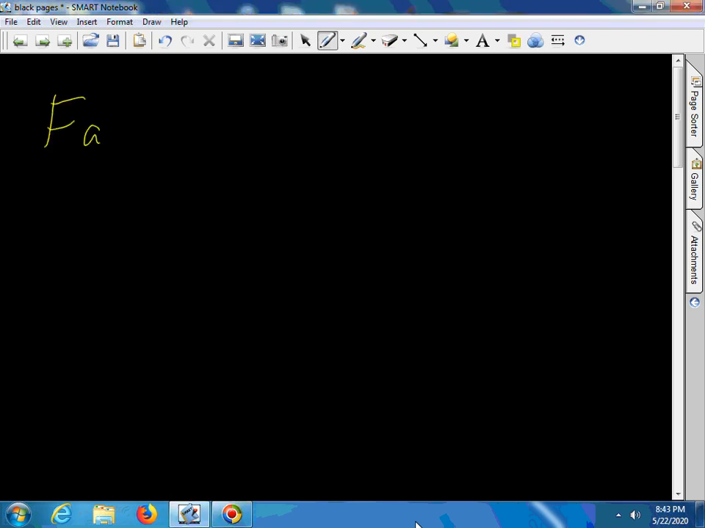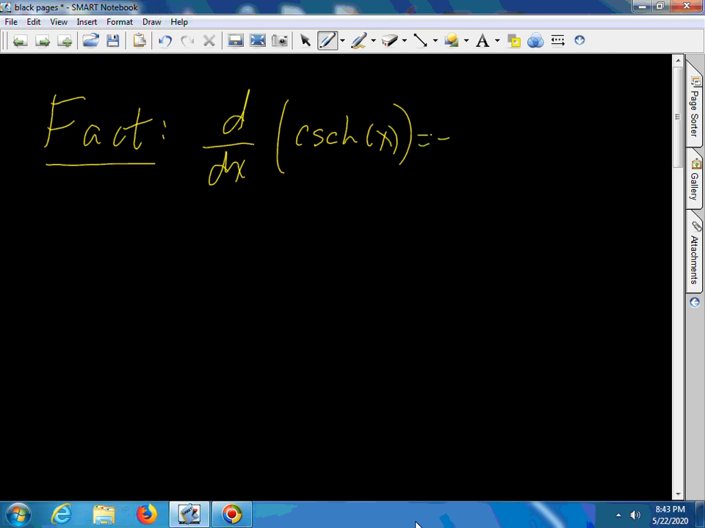We have this fact which we are going to prove. The derivative of hyperbolic cosecant of x is negative hyperbolic cosecant of x times hyperbolic cotangent of x. And here is the proof.